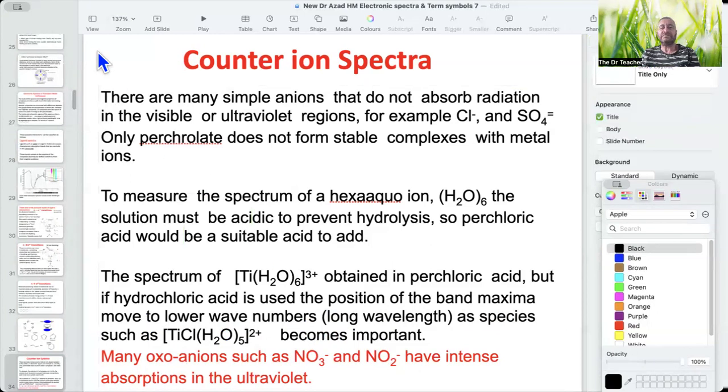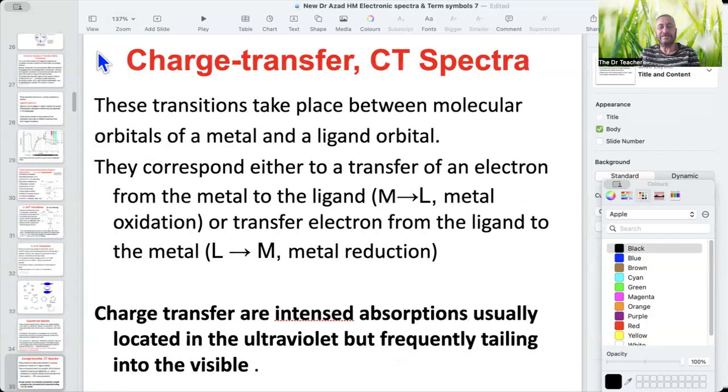So where can we see this spectrum? It could be in the visible region, the IR region, or the ultraviolet. Each one depends on the ligand or the counter ion. We have something else called charge transfer, and for charge transfer there is a spectrum as well.